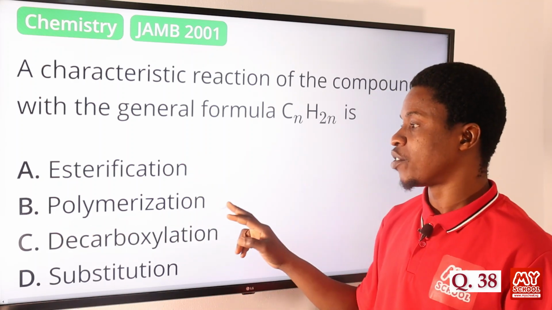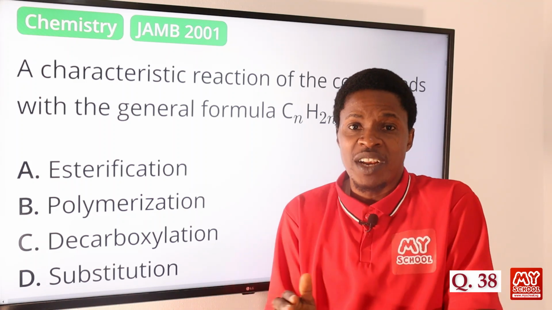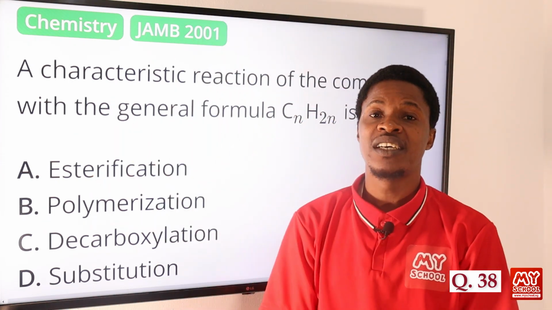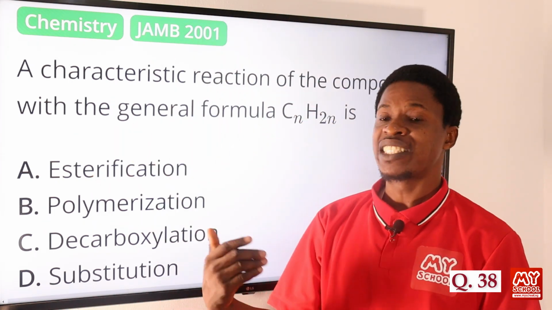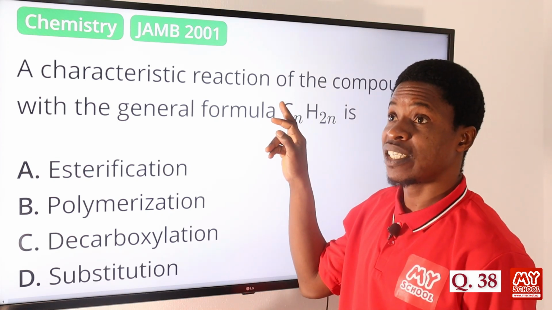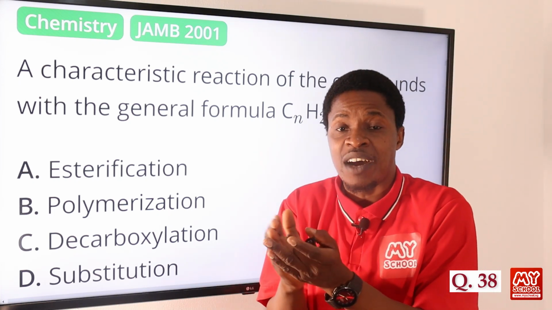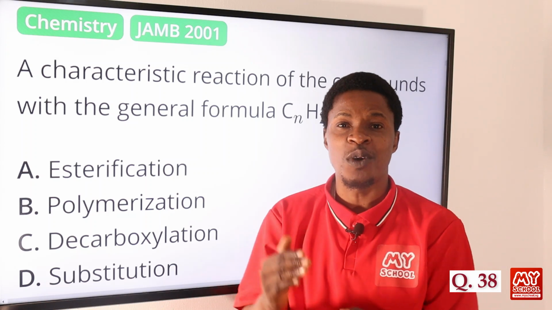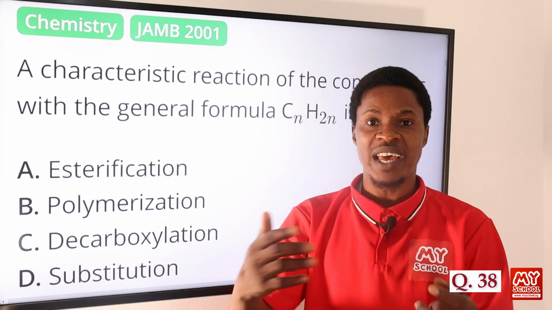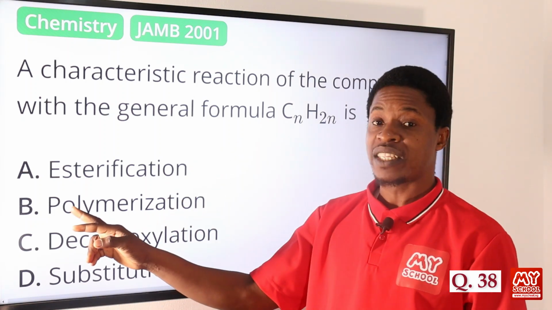Option B, polymerization, has to do with a combination of two or more monomers, smaller units, smaller molecules or compounds combining together to form a larger one that is called a polymer. That is polymerization. Of course, we have this, for instance, ethene. Several monomers of ethene can combine together to form a larger molecule that is called polyethene, or what we call polythene, like the polythene bag, the nylon that we have is actually from ethene. So this is correct, it is the characteristic of alkene.